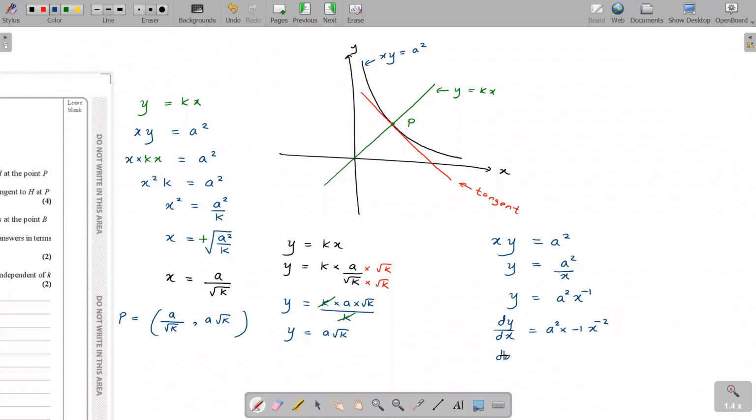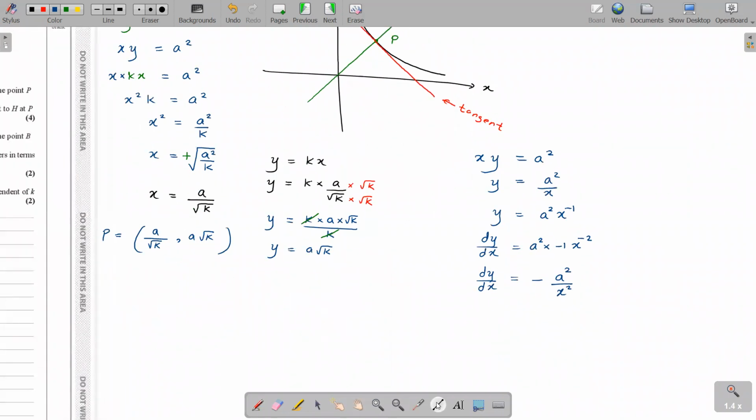Okay, so dy by dx is, when I simplified, minus a squared. I brought the minus 1 forward. X to the power minus 2, shall I bring it down? Over x squared, minus a squared over x squared. Now what do we do? Now I need to get the gradient at this point P.